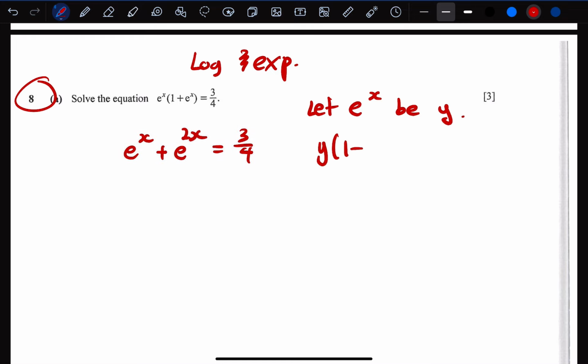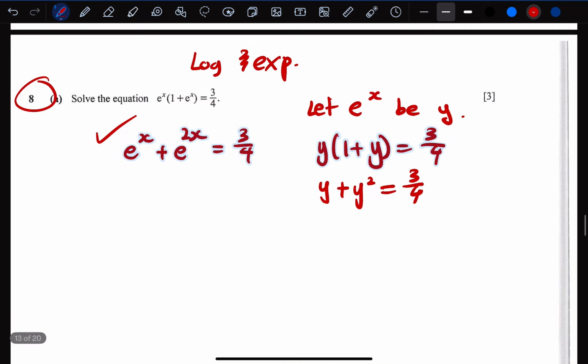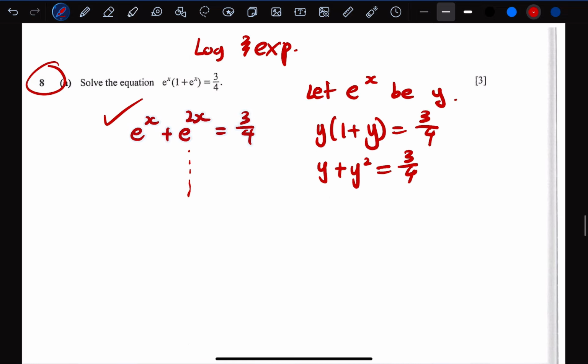So if you were to do that, you will be able to see that, oh, actually I'm just getting y plus y squared equals to 3 over 4. Okay, this is using the method of substitution, right? But if you can do it without substitution, you can carry on this way. Okay, but for the sake of this video, I will be doing it by substitution.